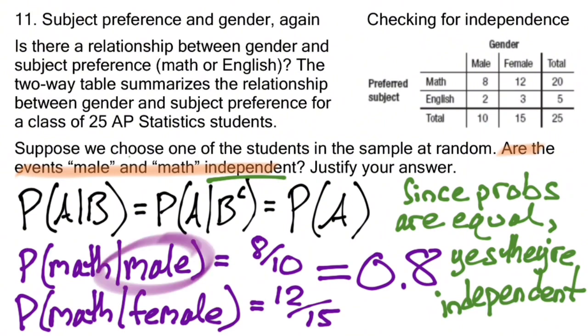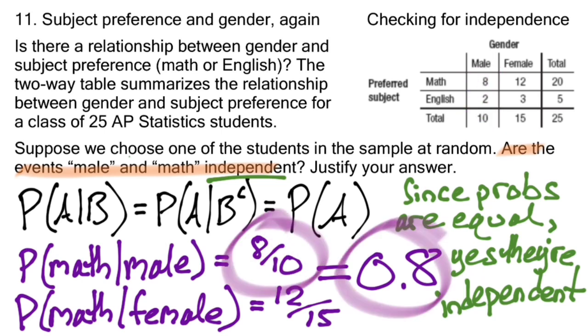So we are taking males as the denominator. The total number of males was 10, which you can see right there. And how many of them liked math? There were 8 of them that liked math. So 8 out of 10 gives us 0.8.